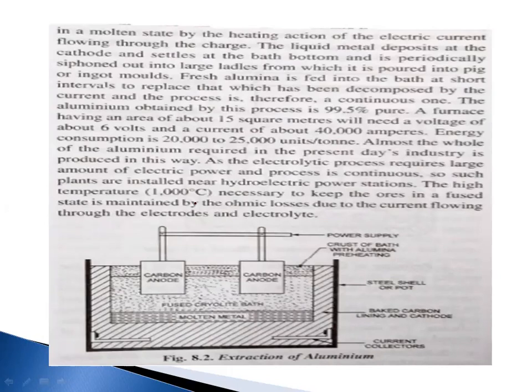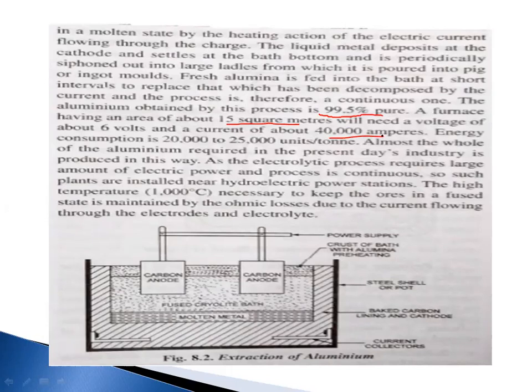The aluminium obtained by this process is 99.5% pure. Remember this, the aluminium which is got by this process is 99.5% pure. A furnace having an area of about 15 square meters will need a voltage of 6 volts and a current of 40,000 ampere. Energy consumption is 20,000 to 25,000 units per ton.